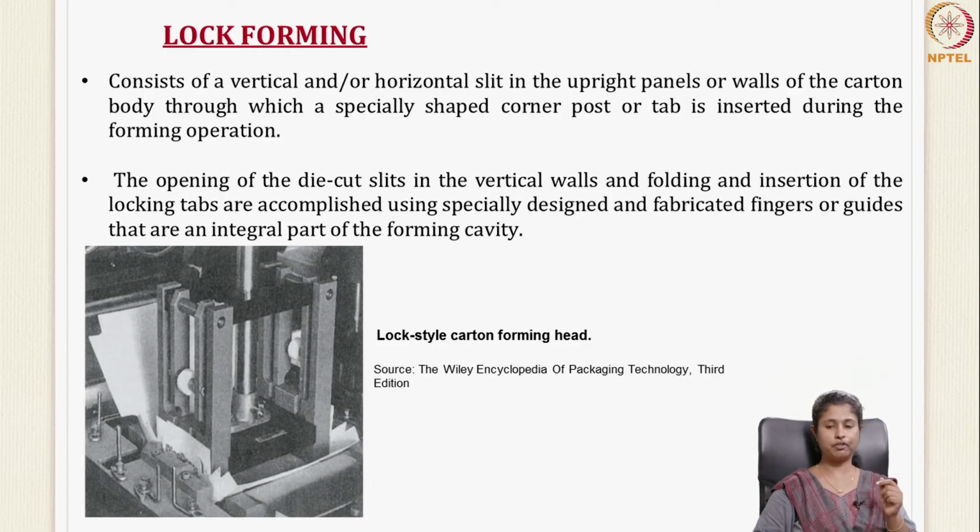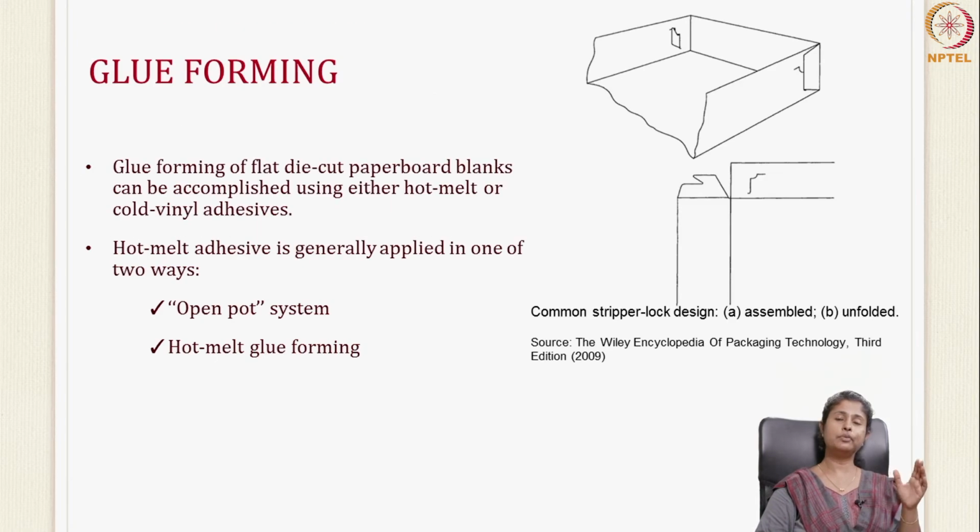Okay, that is one way of forming the carton. A second way of forming the carton is by glue forming. Here, the glue forming of the flat die paper cut blanks can be accomplished by hot melt or cold vinyl adhesive. So one of these two types of adhesives can be used to form the cartons itself.